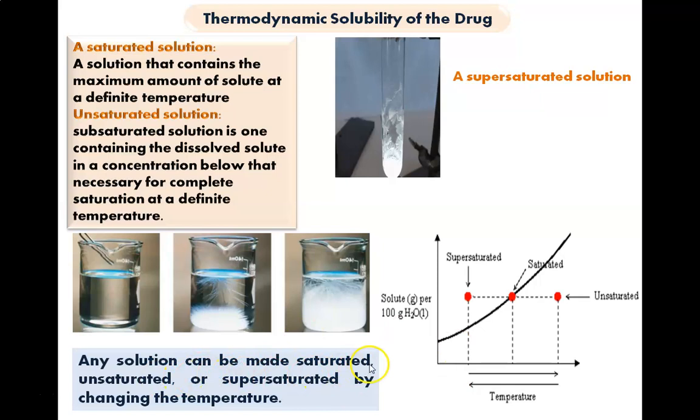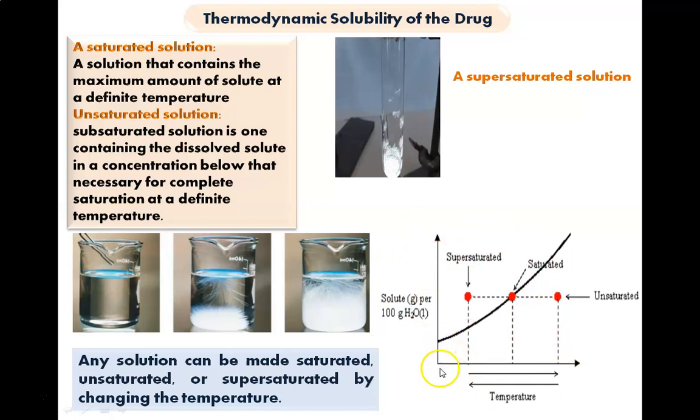Any solution can be made saturated, unsaturated or supersaturated by changing the temperature. So temperature plays a very important role in the solubility aspect. Let us consider over here a solute of say 100 gram. If we move along the x axis, it shows an increase in the temperature, and this increase in the solubility, and this curve represents the saturated solution. Above that curve there is supersaturation, and below that curve there is an unsaturated point. So it can be very well explained with this diagrammatic representation.